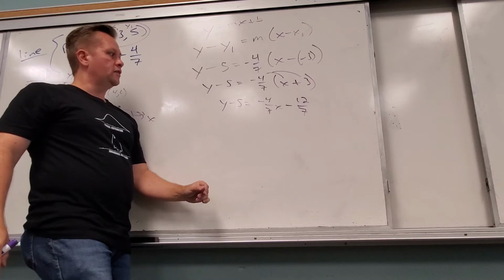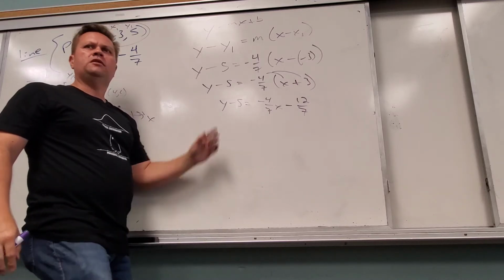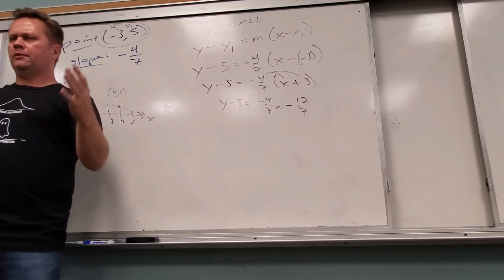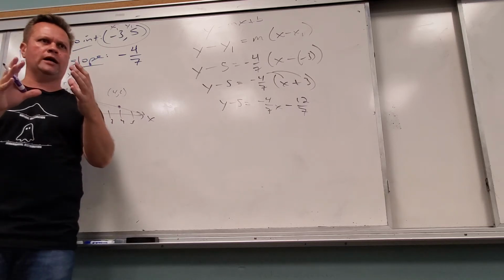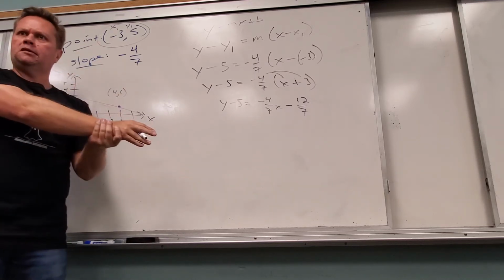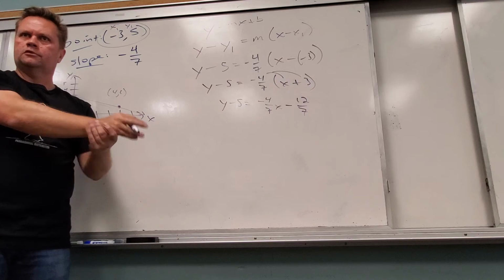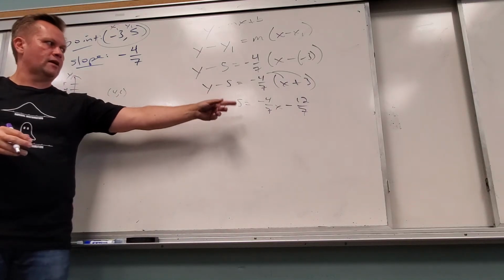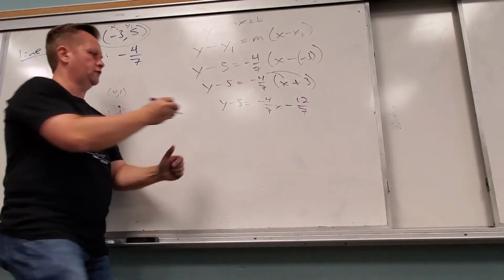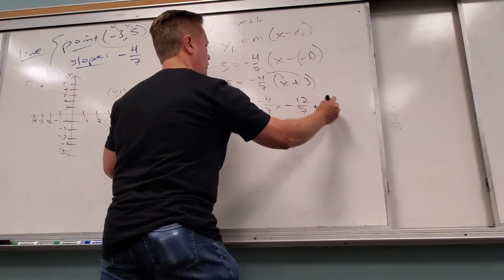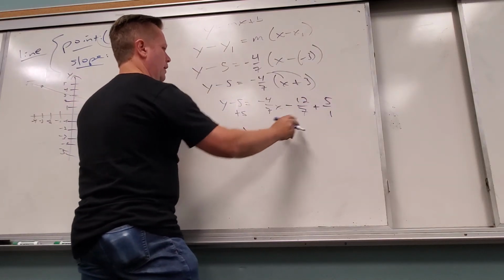All right. And then, where do you think I'm trying to go? The most concise form for a line is y equals mx plus b. So I'm just trying to get y by itself. So the last thing I've got to do is add 5. We put it over here like this. How do I add these?